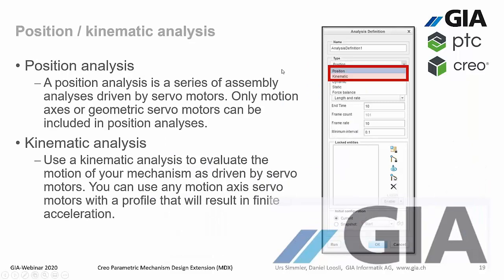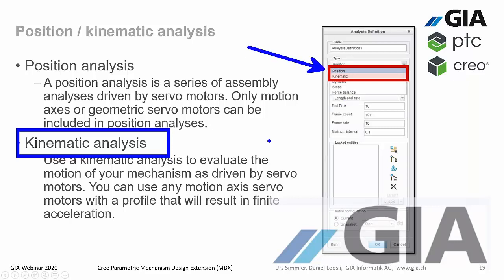This is quite an interesting capability. We have two different types of analysis we can perform with mechanism design extension. This is a position analysis and the kinematic analysis. So the kinematic analysis will also give you information about accelerations and velocity. And the position analysis is just showing us the movement of our component.